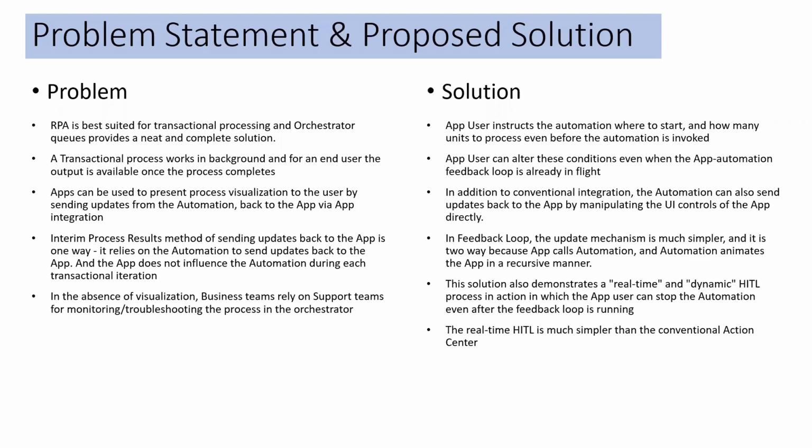So as we have seen, RPA is suited for transactional processing, where we do the transactions one by one, right? It can be 100, it can be 1000. Now, transactional processing best works in the unattended mode, which means that as a front end user, you only have the orchestrator to see what is happening.